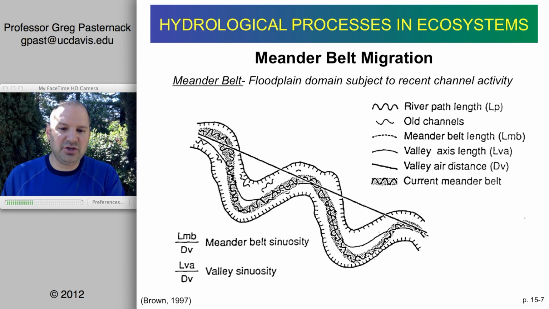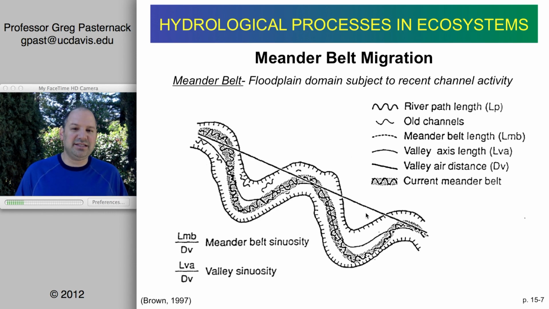So the belt is shown in dark gray here. You see the meandering river in the middle. There's the belt, which is the dotted shaded area, and the belt represents the land over which the river has migrated in a relatively recent period. Then you get farther away, and these squiggles out near the edge of a valley represent very old locations of the channel that are now just abandoned oxbow lakes.